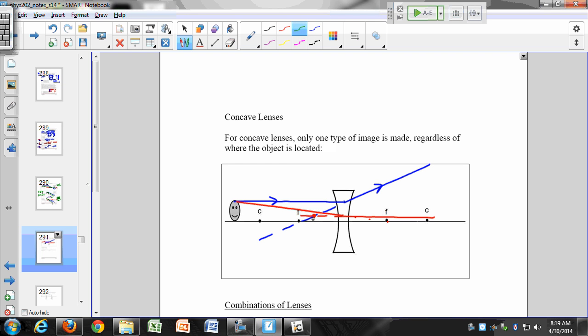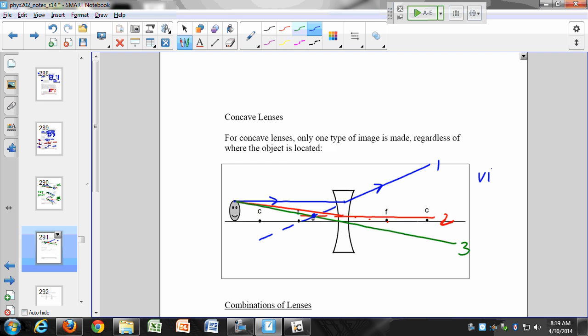And then I can also do ray number three, which is just right through the center of the lens. Three, two, and my image forms right there, where those three virtual rays cross.